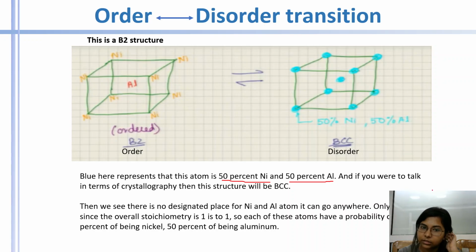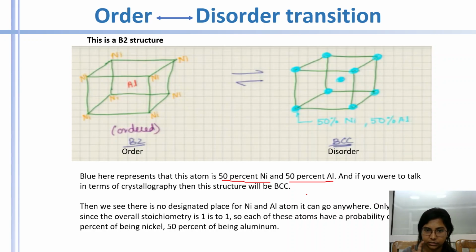So what we can understand from here is that there is no designated place for nickel and aluminum atoms, so they can go anywhere. However, we have to remember that the overall stoichiometry is 1:1. So each of these atoms has a probability of 50% of being nickel and 50% of being aluminum, right?